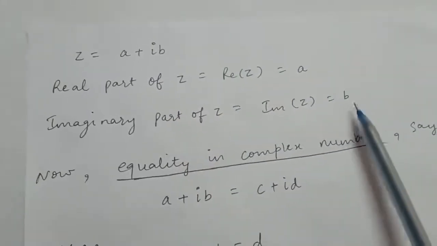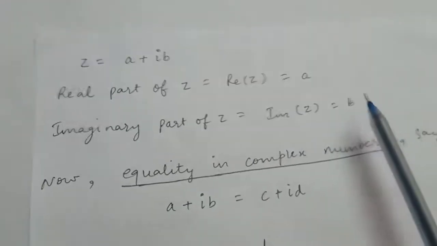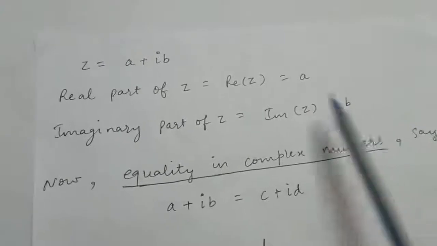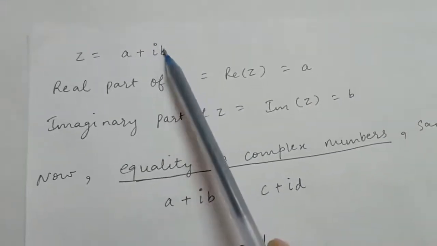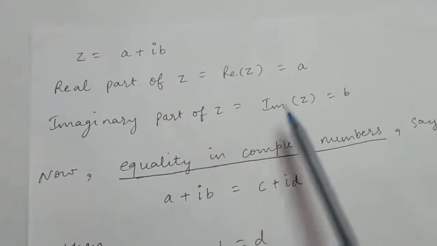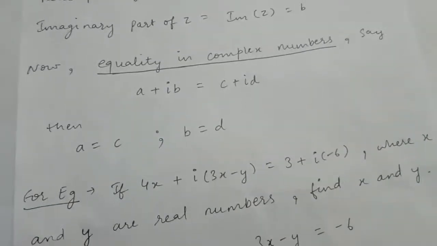Be careful, many students write the imaginary part of z as b into iota. The imaginary part of z is just b, not b into iota. This is not the complete imaginary part. Only the term which is multiplied with iota is the imaginary part of z. Clear? Now comes the equality in complex numbers.